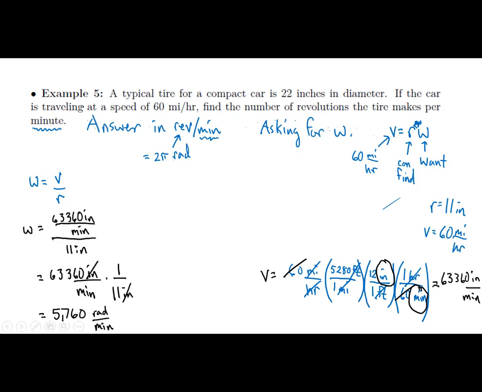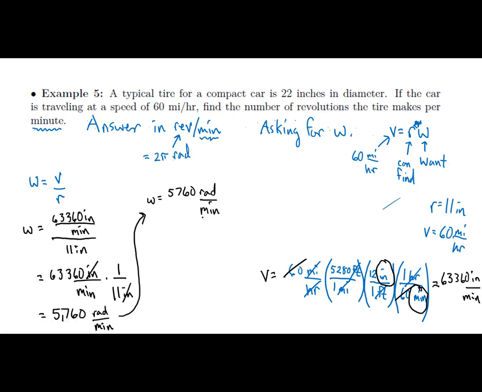But let's remember how they asked for the answer. They wanted revolutions per minute, not radians per minute. So I'm not quite done. My last order of business is to get myself from radians per minute into revolutions per minute. So we have omega is 5,760 radians per minute.